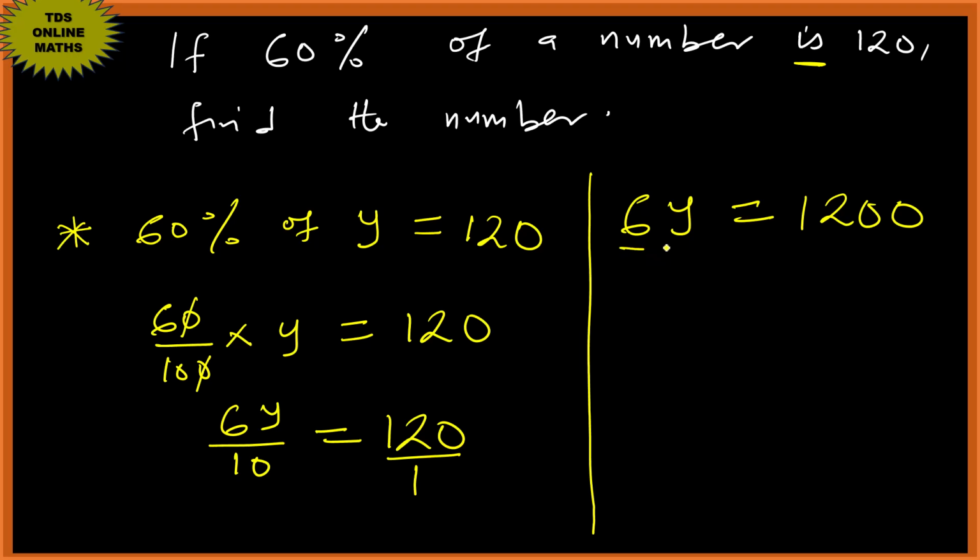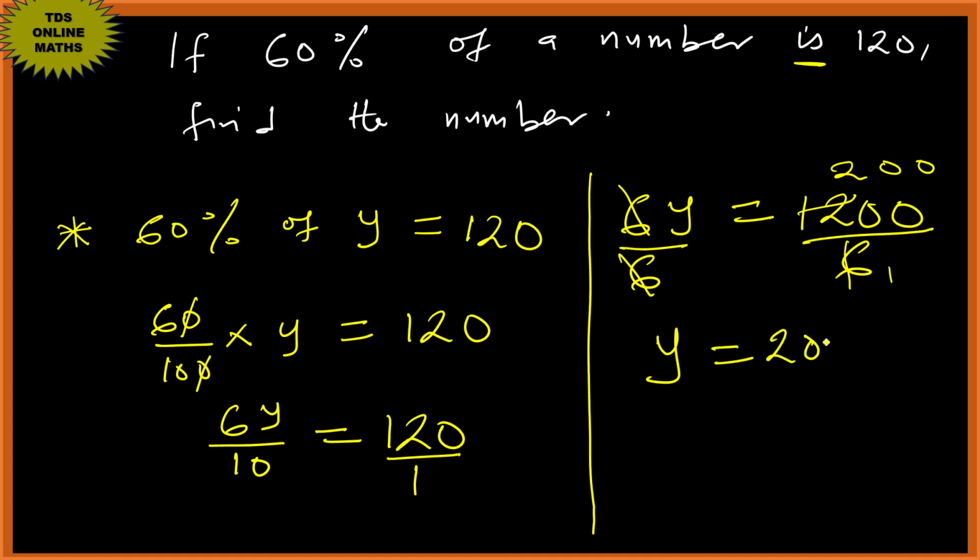So let's divide both sides by 6. By 6. This one will cancel this. My y here is now 6 here, 1. 6 here, 2. So 200. So we have 200 as our answer. Okay.